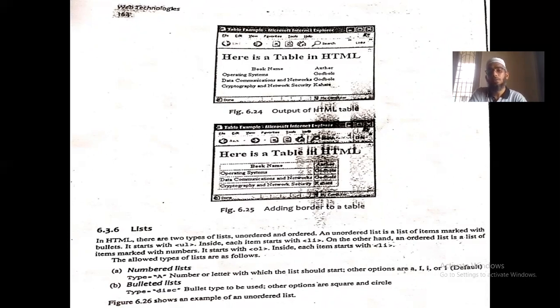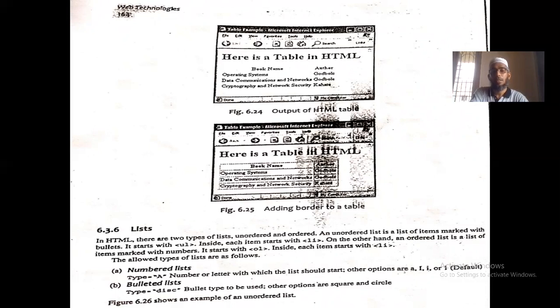The unordered list starts with the tag UL, and the ordered list starts with the tag OL. Inside each list, you add the items with LI. LI is used to add the list items. For the numbered list, the type attribute sets the number or letter with which the list starts. Other options are A, capital I, and 1, which is the default.